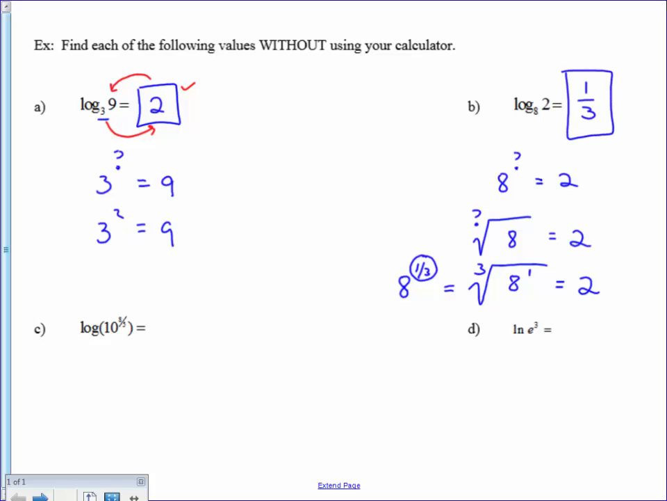Okay, to check yourself, you could think 8 raised to the 1/3 is 2. Since it's hard to think about what is 8 to the 1/3, we can think of it as what is the third root of 8? It's 2. So I know that this is correct.